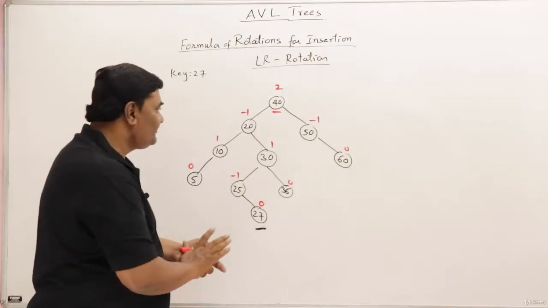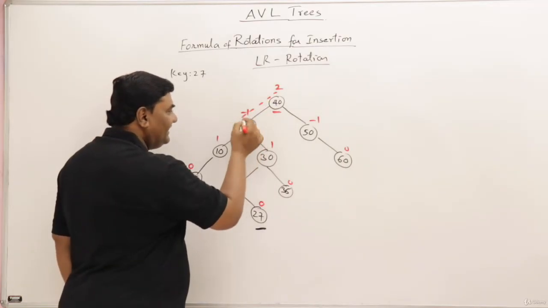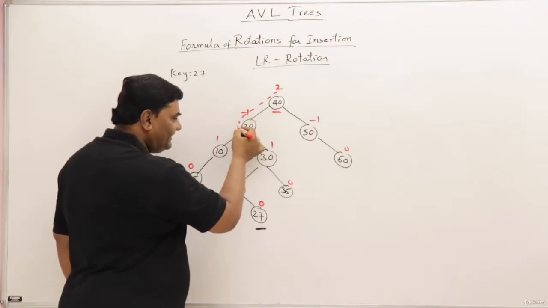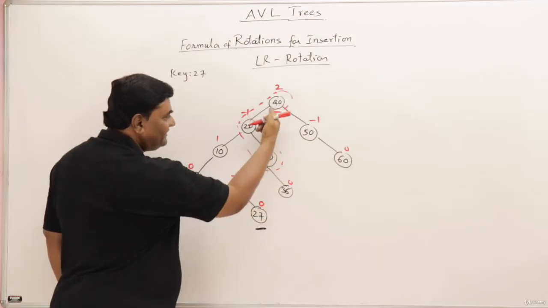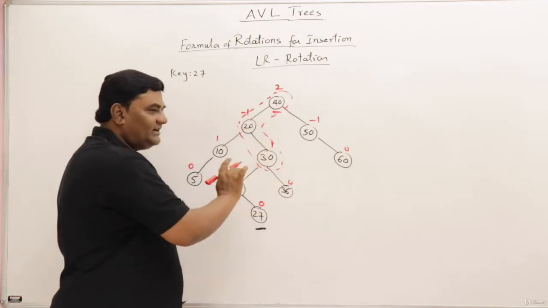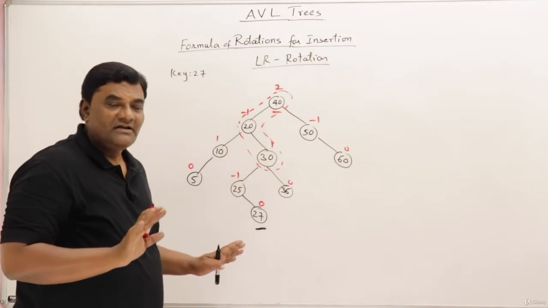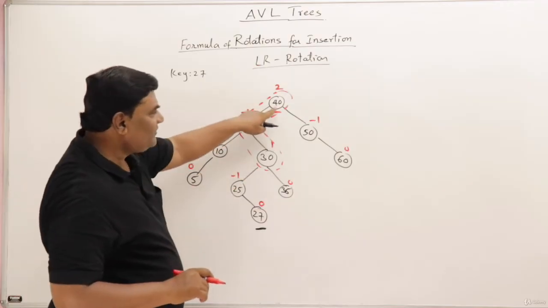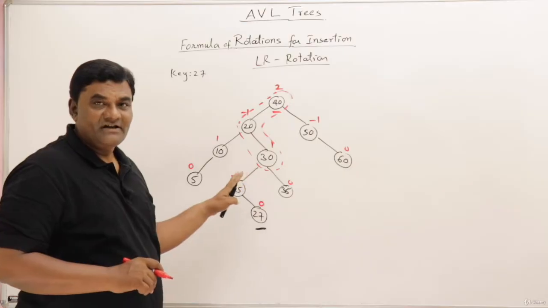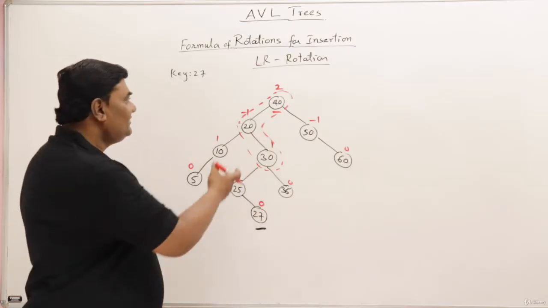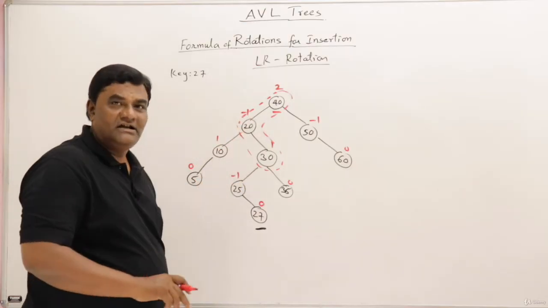No. We just have to check with the 3 nodes. It went on the left hand side and then the right hand side. Right. See, this 27 went on the left side, then on the right side, then below that where it has gone, we don't know. We are concerned about only these 3 nodes because this node became imbalanced. So from that point, just 3 nodes in the direction of insertion. So this is LR rotation.